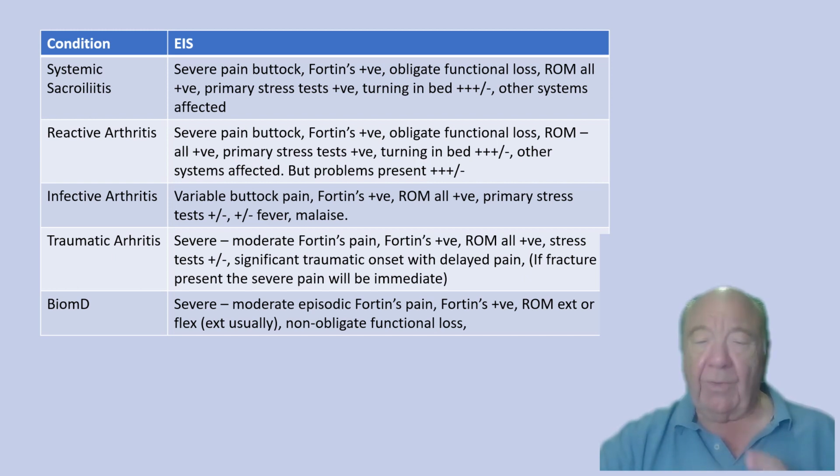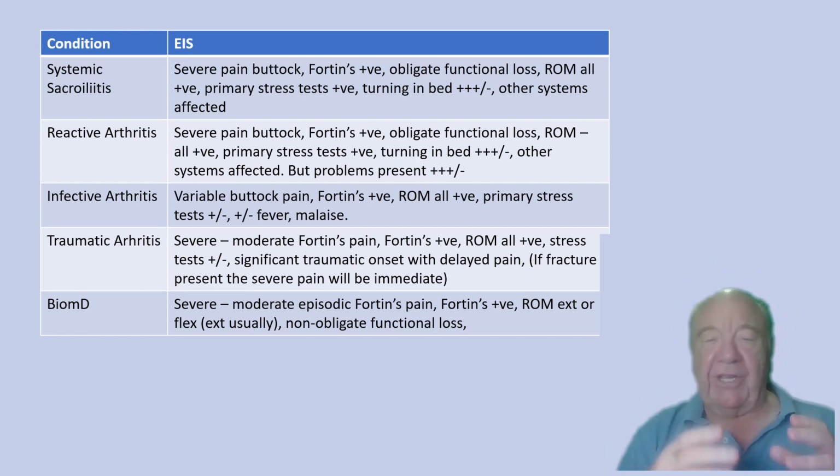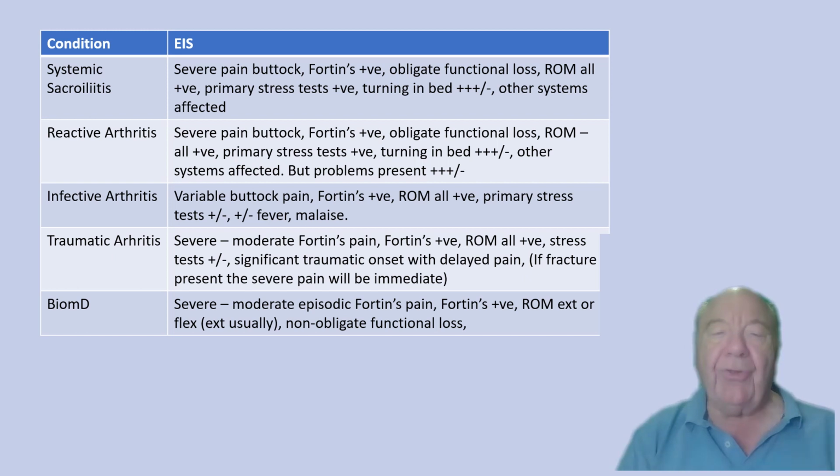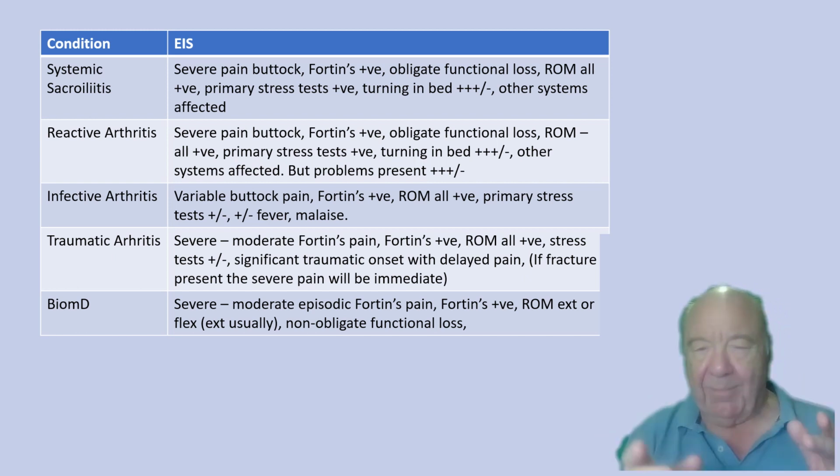And the range of motion will be flexion or extension, rather than both movements. There'll be a non-obligatory loss. And so really, what you're looking at is differentiating out the biomechanical dysfunction from the arthritis. And if you do think it's an arthritis, is there a good enough reason for them to have it? And we'll talk a little bit about how you differentiate between a microtraumatic arthritis and a systemic arthritis, if you like.